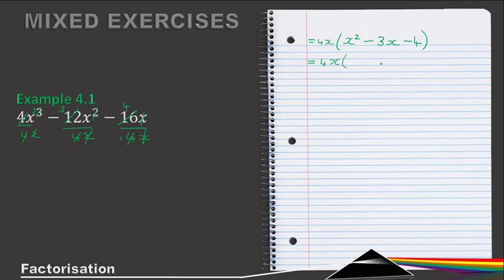And I know a trinomial needs to go into two brackets, where the x is our first term in both of these brackets. All right, so we take 4 and we write its factors, 1 times 4 and 2 times 2. To get negative 3, I can say plus 1 and minus 4. So x plus 1, x minus 4. And that is my final factorized form.